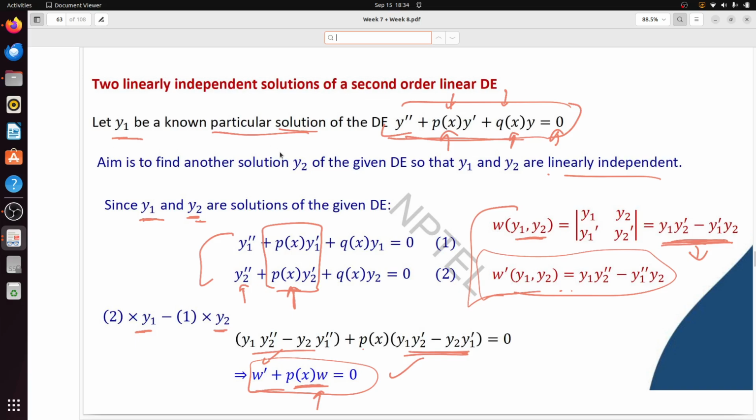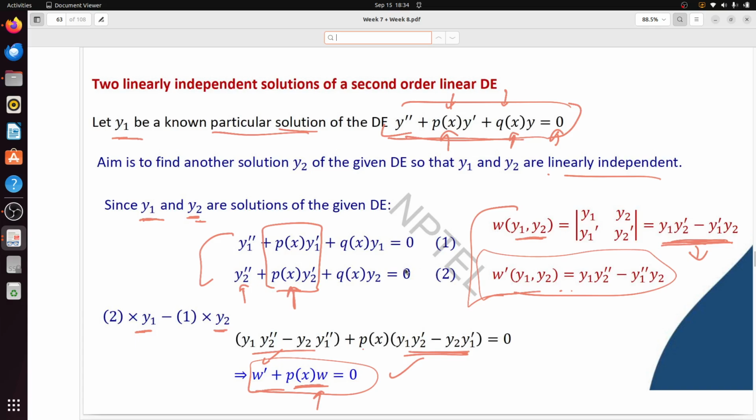Our aim is this: let y1 be a known particular solution of the differential equation y'' + p(x) y' + q(x) y = 0, where y'' is d^2y/dx^2. We want to find a solution y2 of the given differential equation so that y1 and y2 are linearly independent. Since y1 and y2 are solutions, y1'' + p(x) y1' + q(x) y1 = 0 and y2'' + p(x) y2' + q(x) y2 = 0.